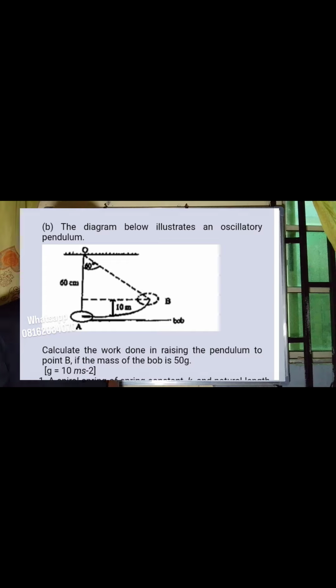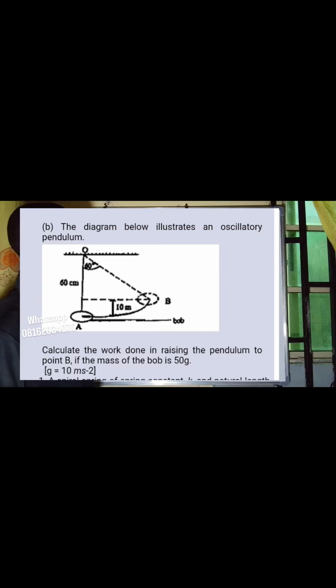The question reads: the diagram below illustrates an oscillatory pendulum. Calculate the work done in raising the pendulum to point B, if the mass of the bulb is 50 grams. You have to take g to be 10 meters per second square. Are you there? So now I was able to reproduce the diagram.